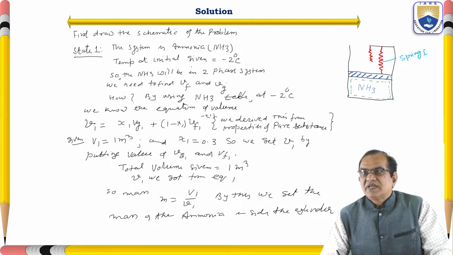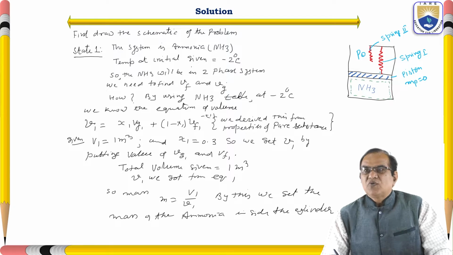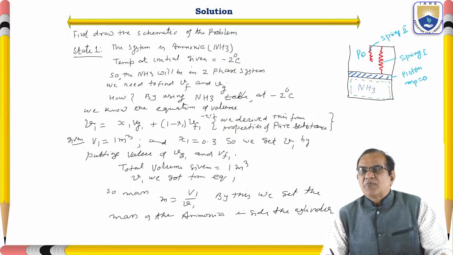Spring 1. This is the piston, and this is massless, so mP is equal to 0. This is spring 2, and here is P0, atmospheric pressure. So we have to find out what is the state of this, our state 1, then state 2, and like this we will proceed ahead.